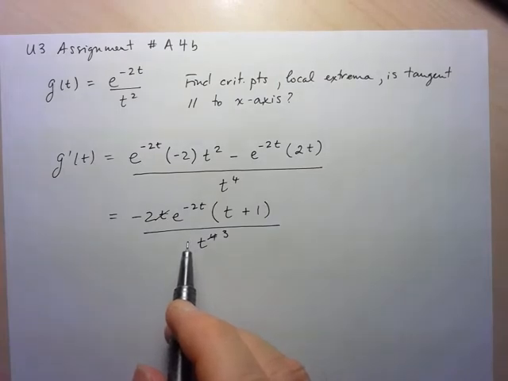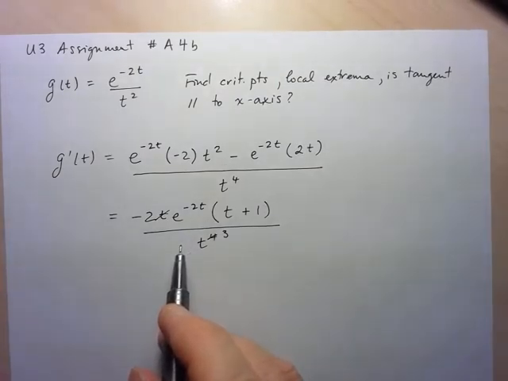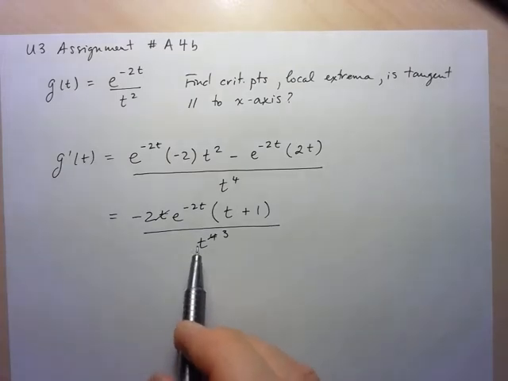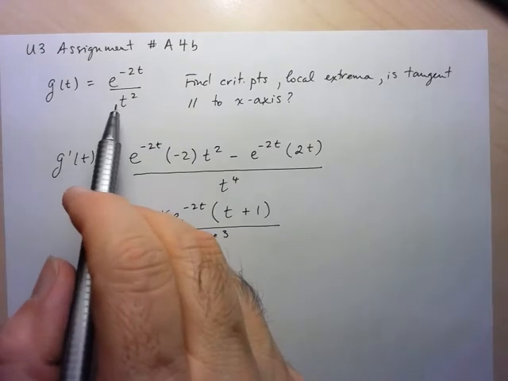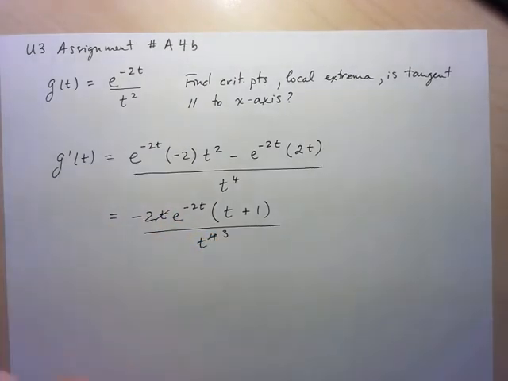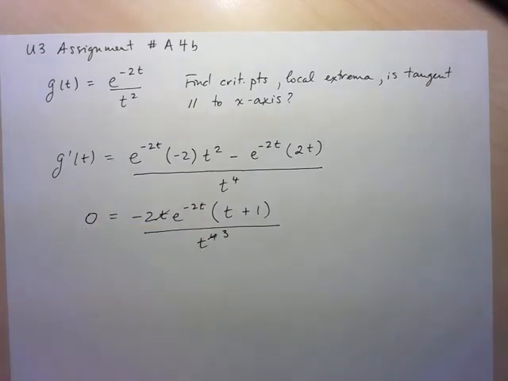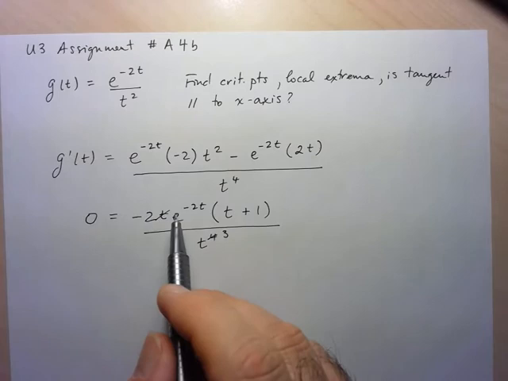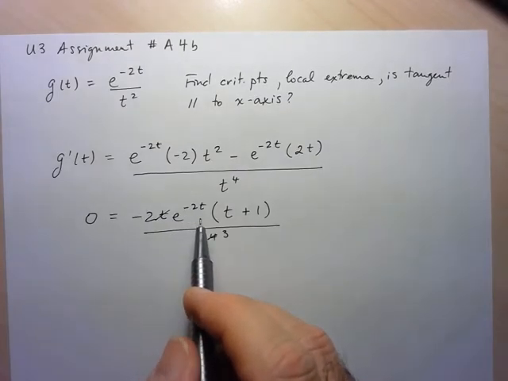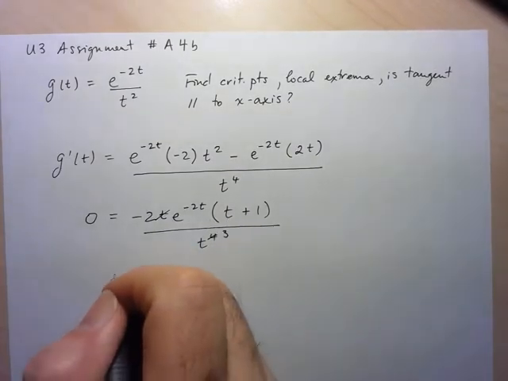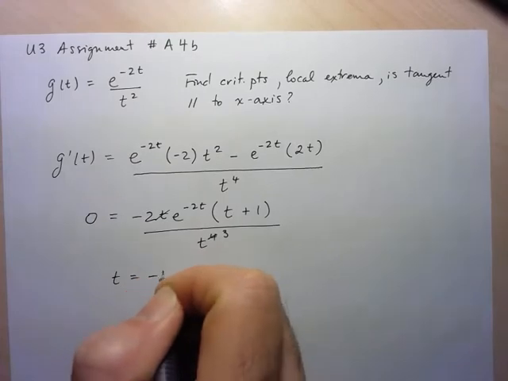Now, in terms of critical points, if I look at where the derivative doesn't exist, it's at 0, but that's not going to be a critical point because at 0, the original function doesn't even exist. So I'm only looking for when the derivative is equal to 0. Okay, this is pretty easy to solve since e to the minus 2t can never be equal to 0. So the only thing is this one here.